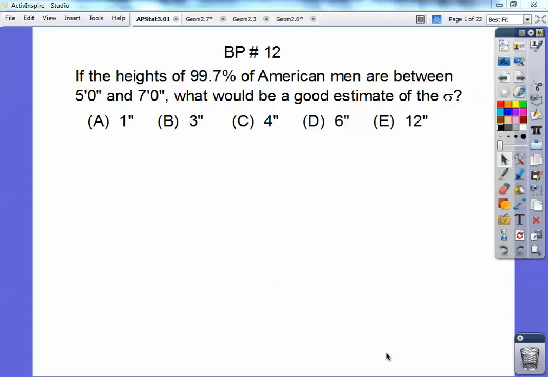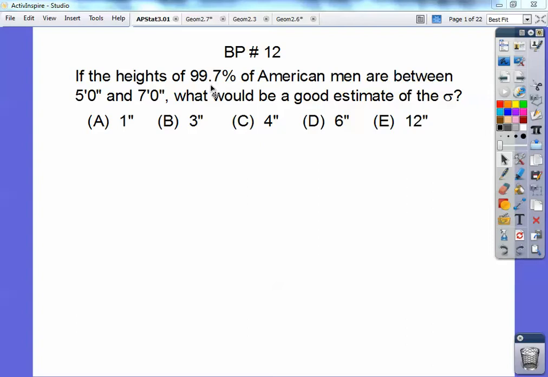All right, remember the 68, 95, 99.7 rule? The 68 stood for one standard deviation. 68% of the data is within one standard deviation. The 95 part was two standard deviations, so 95% was within two standard deviations to the left and to the right of the mean. And then this 99.7 right here is within three standard deviations.